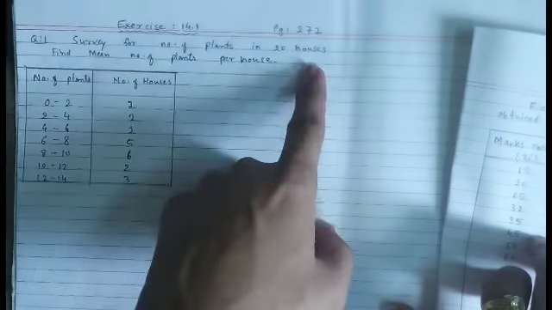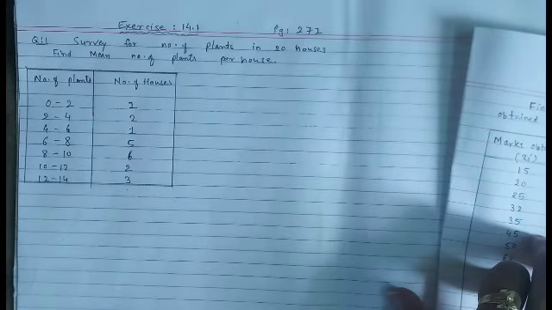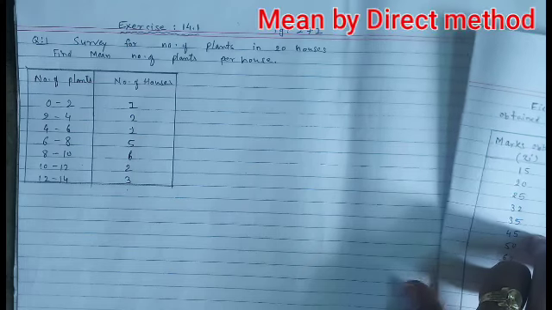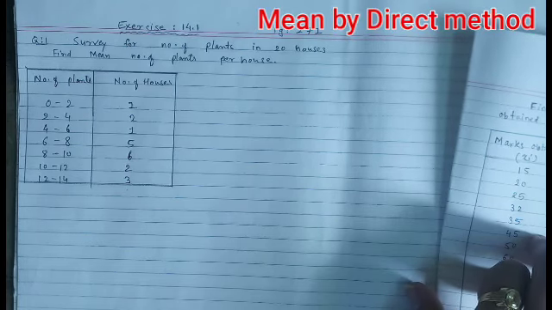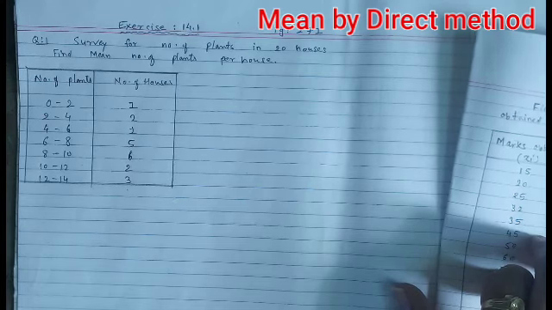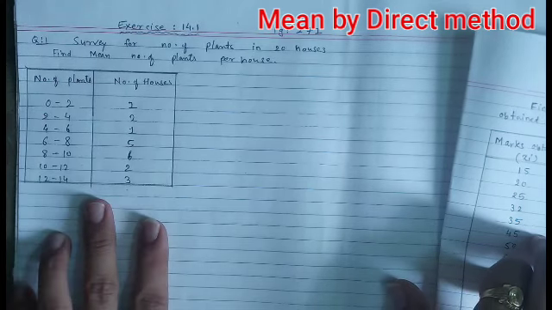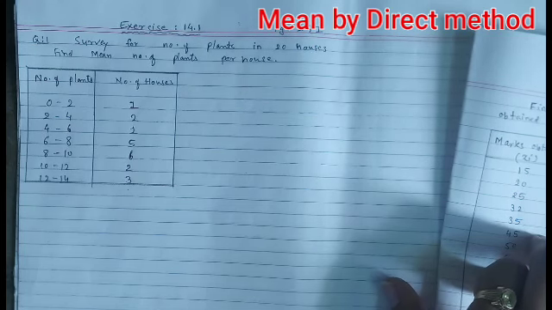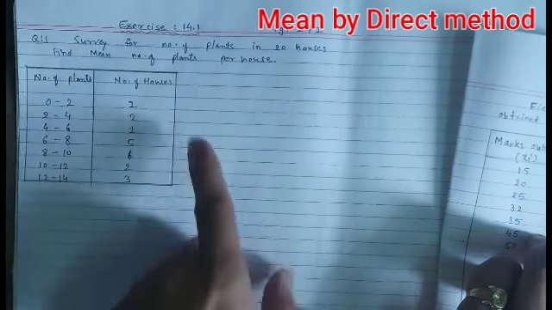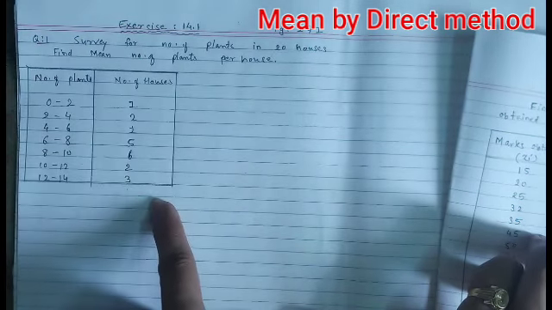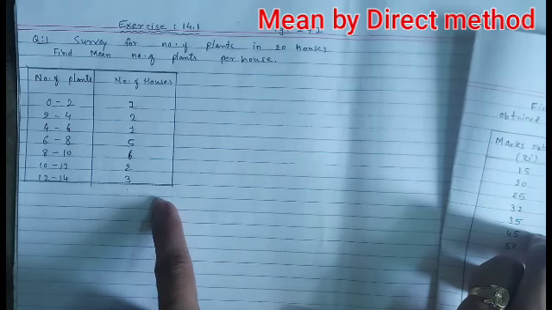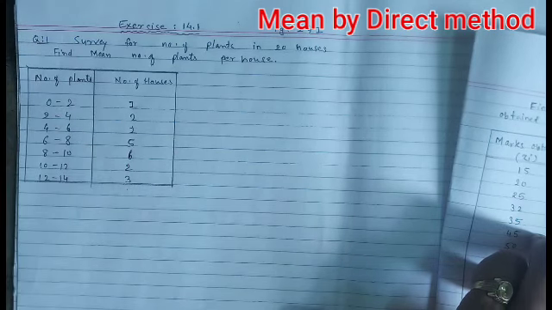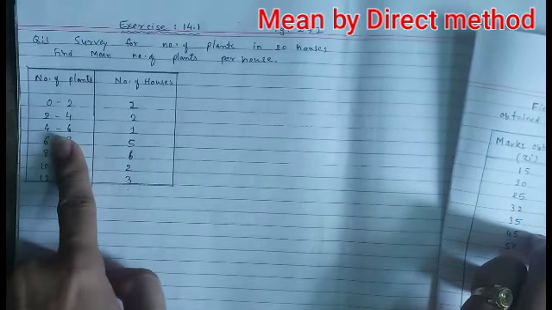Now see question number 1 in exercise 14.1 in your textbook. On page number 271, question number 1 is, a survey was made by some students of 20 houses for the number of plants in the houses. The data is given here and we have to get the mean number of plants per house. See here, as there are 20 houses, the number of houses is given here. If you do the total of all these numbers, you will get 20. Now the number of plants is given here. This data is distributed data.